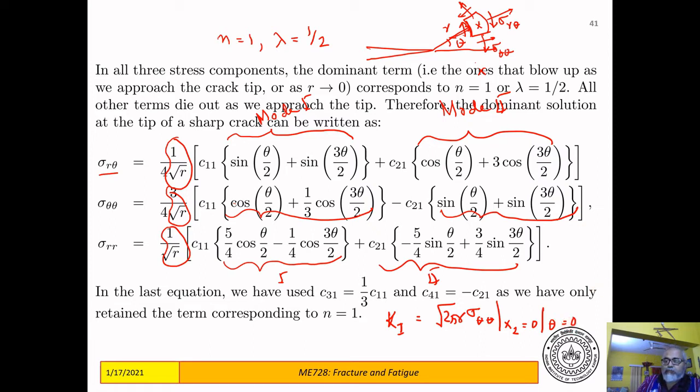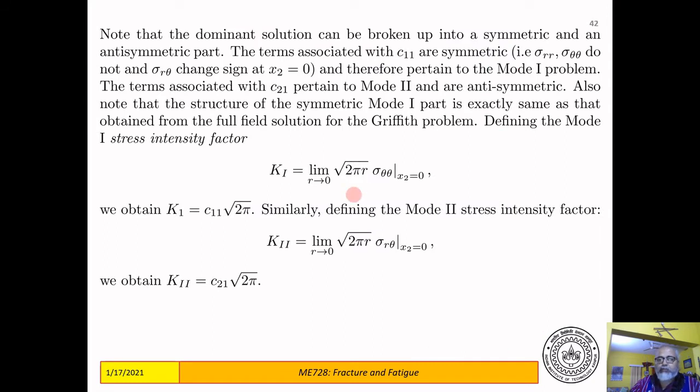Okay, so that is what we are going to do now, and we are going to define K2 as root 2 pi r sigma r theta at x2 equal to 0. Both of these we are going to define as r tends to 0 at the crack tip. So these two are called the mode 1 and mode 2 stress intensity factor, and so this is the definition of the mode 1 stress intensity factor. Remember, at x2 equal to 0, sigma theta theta becomes sigma yy.